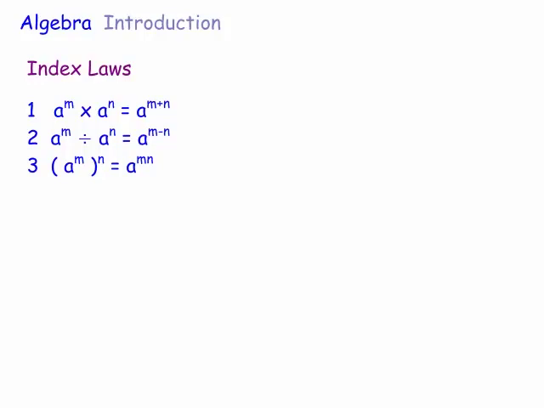Okay, so some examples of index law 1. Let's start with example 1. So how about a cubed times a to the power 4? That's a 3 and 4. We add those and get a to the power 7.